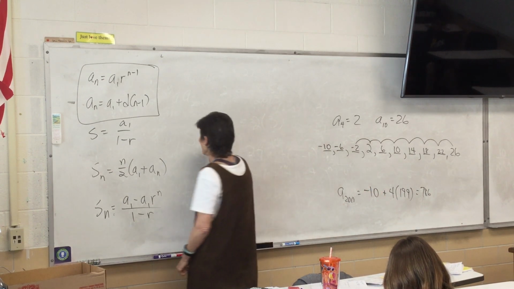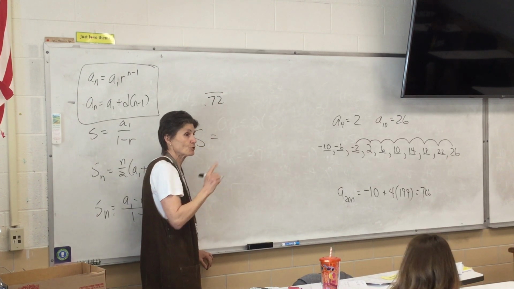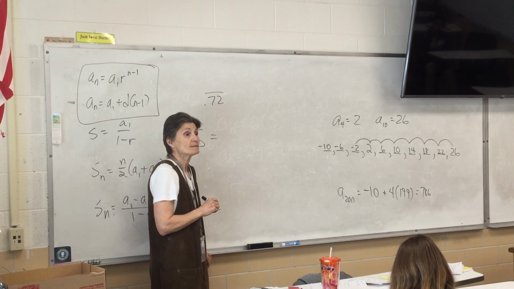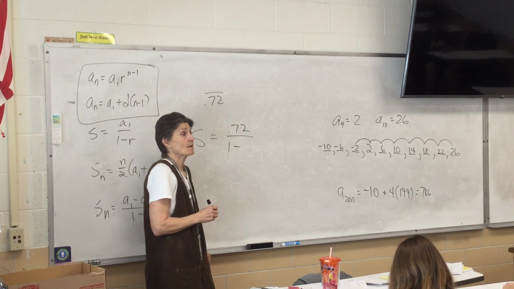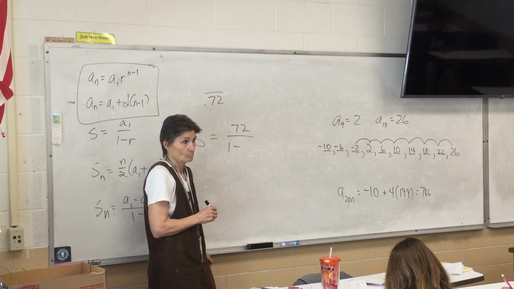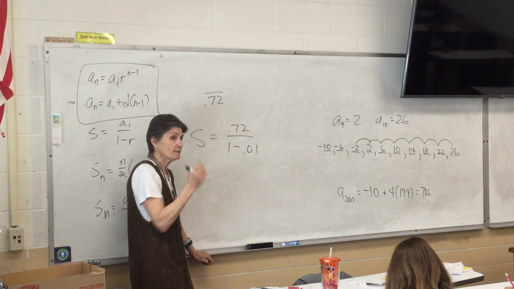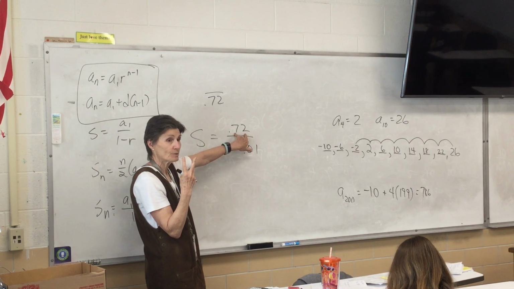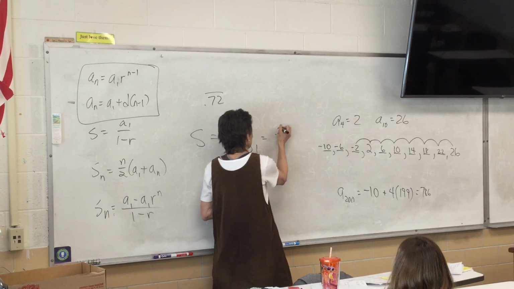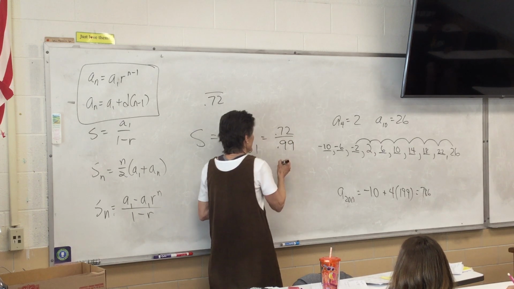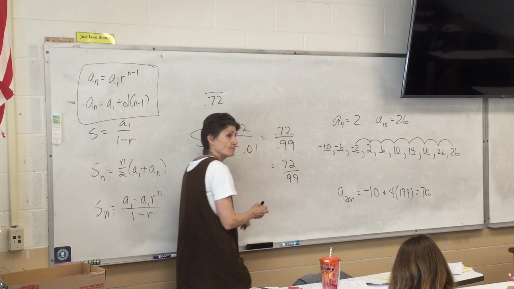So here we go. My repeating decimal is 0.72. So what's the first term? 0.72. What's the ratio? 0.01. Very good. Why is it 0.01? Because there are 2 decimal places repeating. What's 1 minus 0.01? 0.99. Remember, you can move the decimal out of the way, so that'd be 72 over 99.